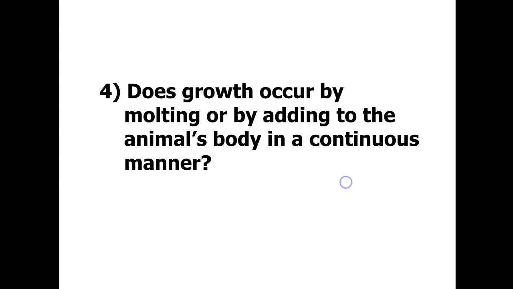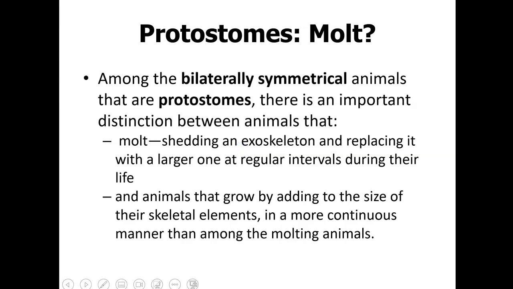The fourth thing is, does it grow by molting or by adding to the animal's body in a continuous manner? Now, protostomes, molting. Among the bilaterally symmetrical animals that are protostomes, there's an important distinction between animals that can molt, which is shed an exoskeleton. Remember, that's made of the chitin substance, which is a carbohydrate, and it replaces it with a larger one at a regular interval during their life.